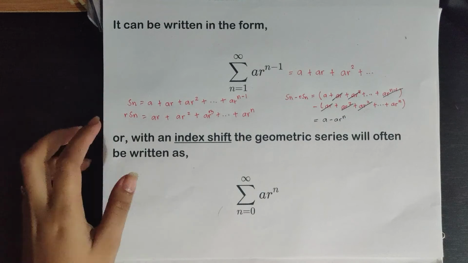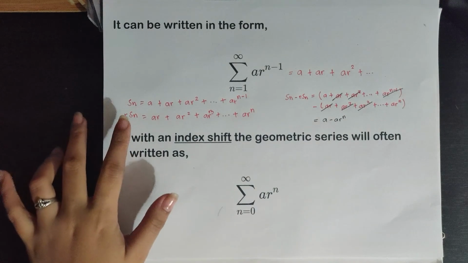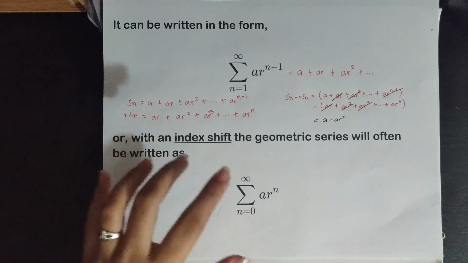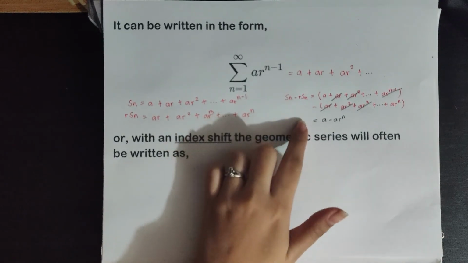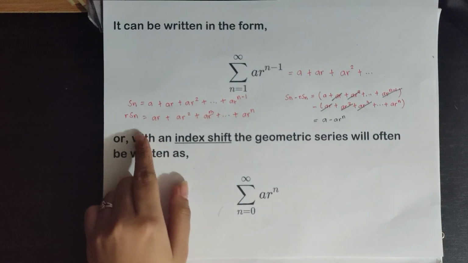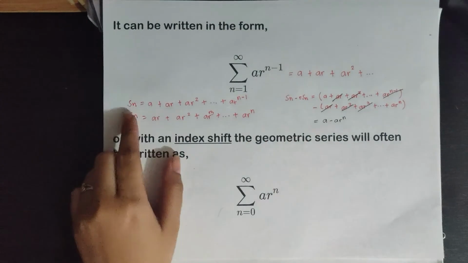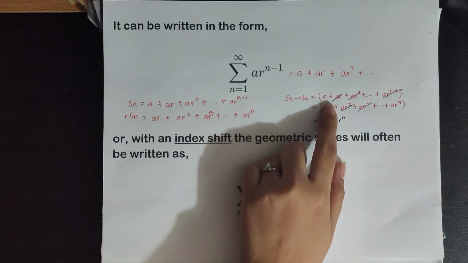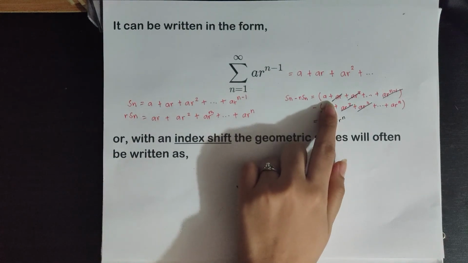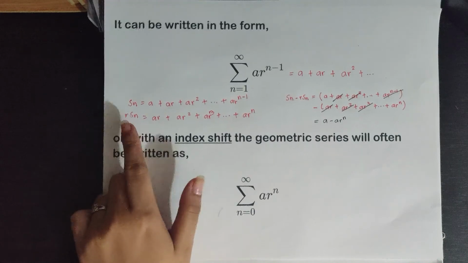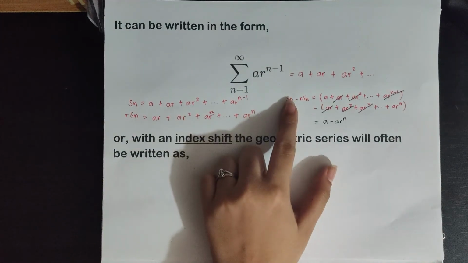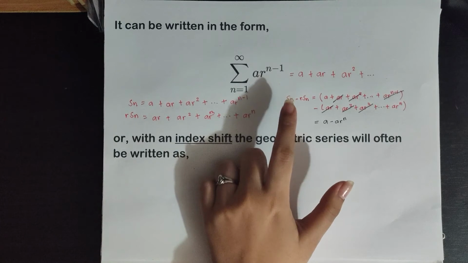Now I have S sub n and r times S sub n, and let me take the difference. Let me look at what the partial sum minus r times the partial sum is going to be. Indeed, I plug in for the S sub n, and take the r times S sub n and subtract that off. Now there is an enormous amount of cancellation.